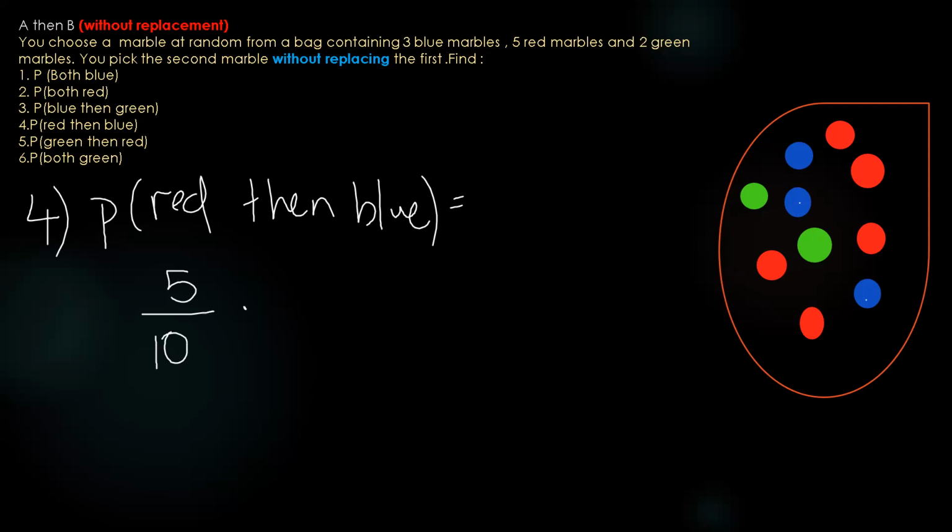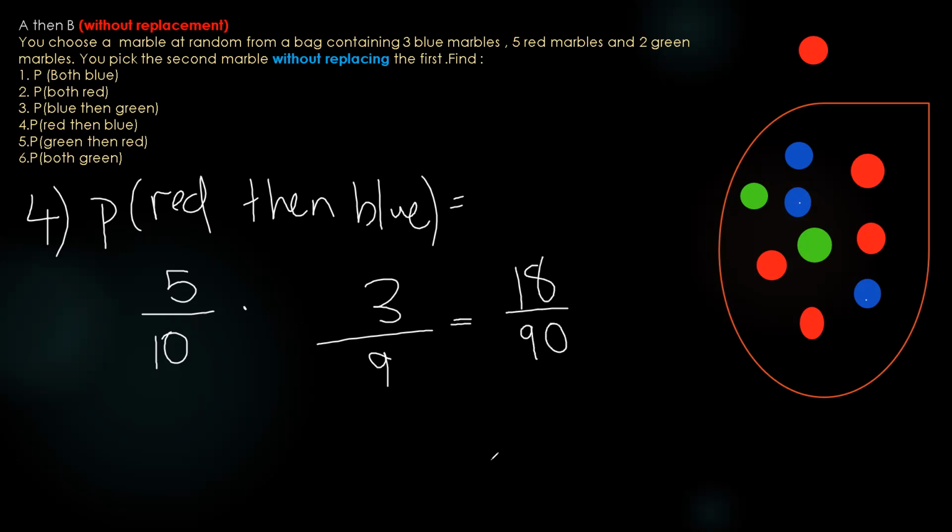I select one of the red marbles. I take it outside the bag. Then here, 5 over 10. Then how many blue do we have now? Here we have 3 blue. The number of the blue didn't depend on the number of the green. So we have 3 over. Now how many marbles do we have? Let's count them. After we took the red, we have 1, 2, 3, 4, 5, 6, 7, 8, and 9. So here we have 9. So it will be 18 over 90.